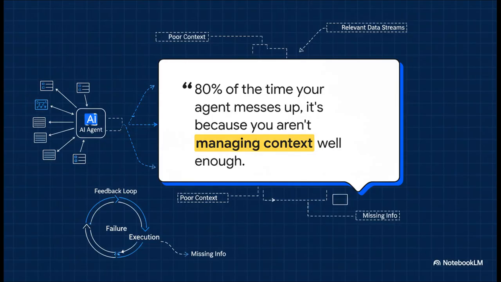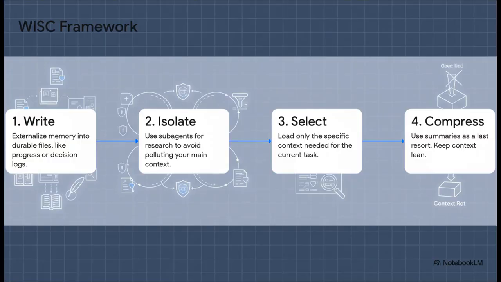But here's the catch. You can have a perfect execution loop, but it'll all fall apart if the AI doesn't have the right context. And as Cole Medin points out here, this is where most systems fail. Bad context management is the number one reason why agents mess up. So how do you manage that context properly? The WISC framework is a fantastic guide.